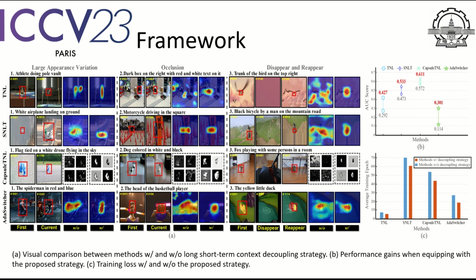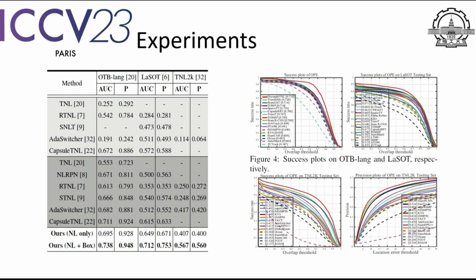We evaluate trackers under 2 different initialization and tracking settings, NL only, light gray part in this table, and NL plus box, dark gray part in this table. We notice that Decouple TNL with NL only achieves comparable performance against other trackers. We attribute such a favorable performance of Decouple TNL to the decoupling strategy.